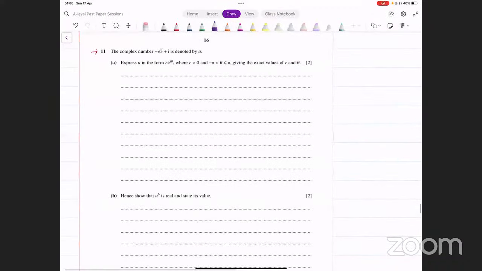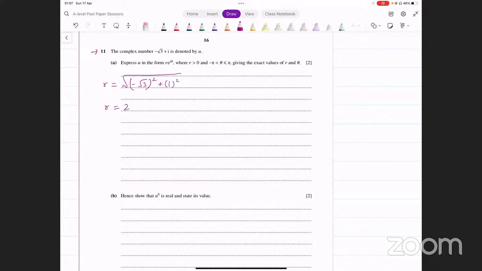Question number 11. The complex number minus square root of 3 plus iota is denoted by u. Express u in this form, r e raised to power iota theta modulus argument form में इसको represent करने, इसका argument निकाल लें और इसका modulus निकाल लें. r कैसे आएगा? r is square root of a square plus b square, right? So square root of 3 का whole minus square root of 3 का whole square plus iota का coefficient क्या है? 1 का square, and that's going to give you the modulus. That's going to be 3 plus 1, that's square root of 4, which is 2.